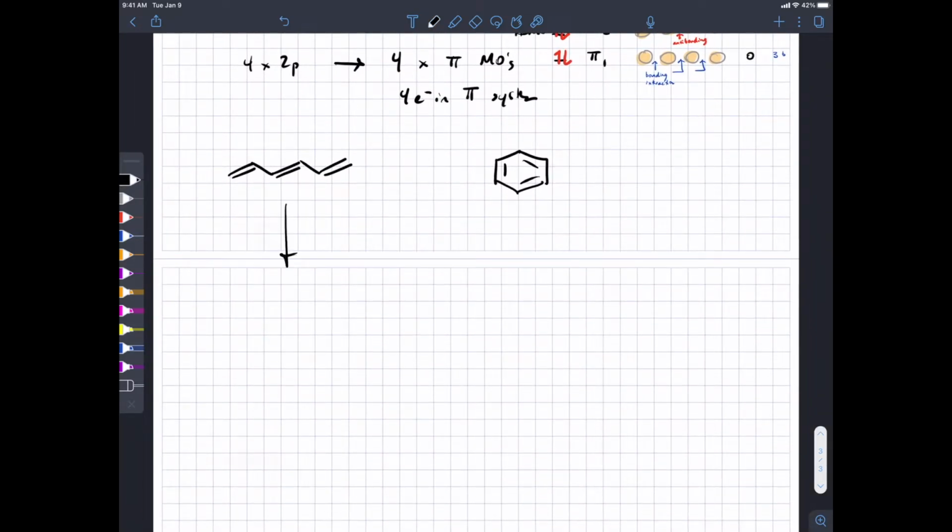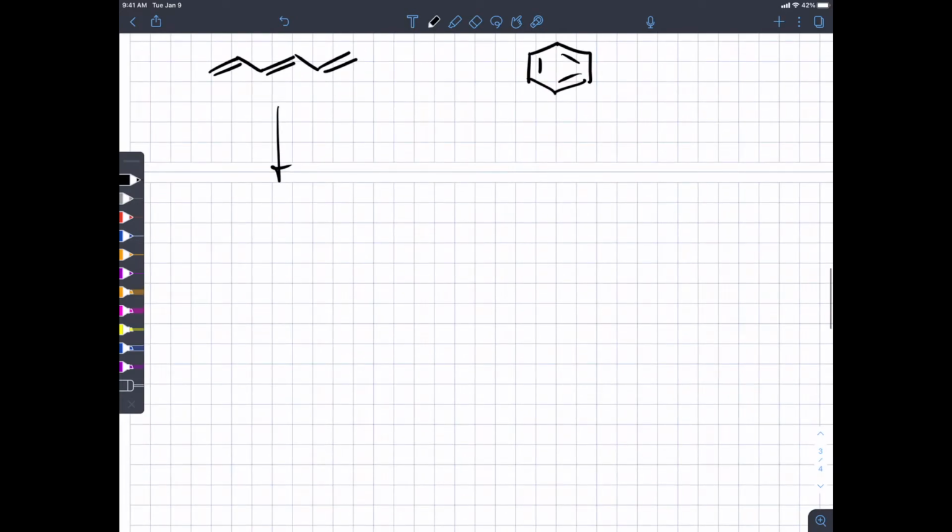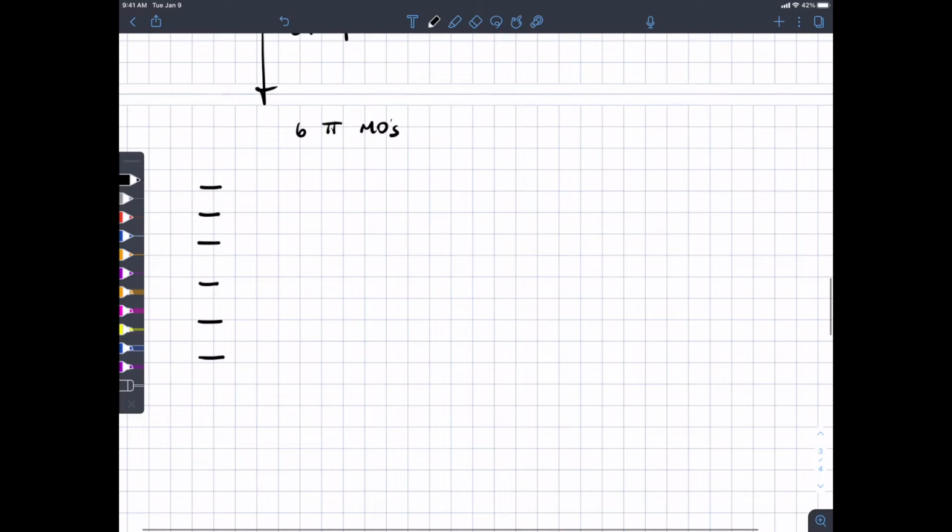So let me just say that, in a similar way as we made 4 pi molecular orbitals above, if you have 6 atoms involved in conjugation, you're going to be combining 6 p atomic orbitals together to get 6 pi molecular orbitals out. Don't worry about where these come from. Don't worry about the math. If it doesn't make sense, just accept what I'm going to draw as the outcome of the math.